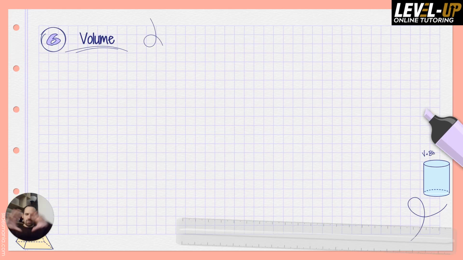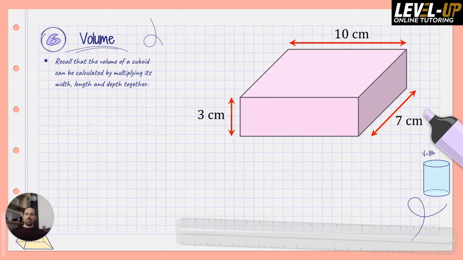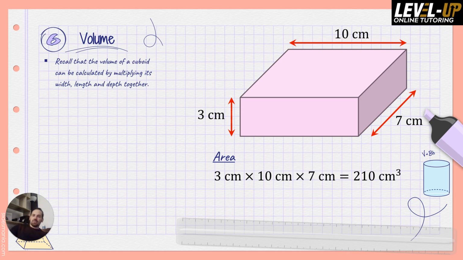That's the three-dimensional space inside the shape. Recall that the volume of a cuboid can be calculated by multiplying its width, length, and depth. So this should be very straightforward. Like we've seen from the very definition of what volume is, little centimeter cubed space blocks, and we've got 3 by 7 by 10. We can just multiply all that together and we get 210 of those little blocks that would fit in that space.